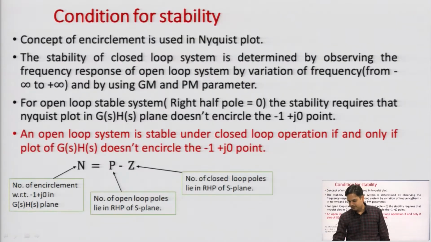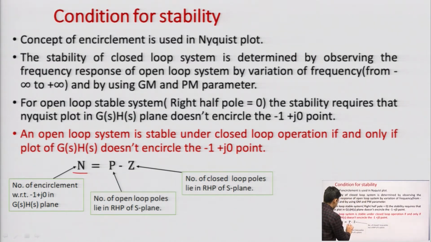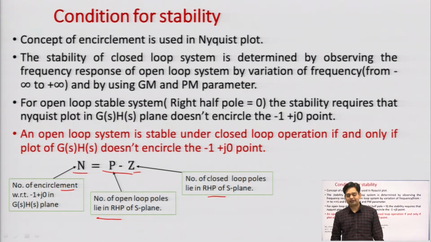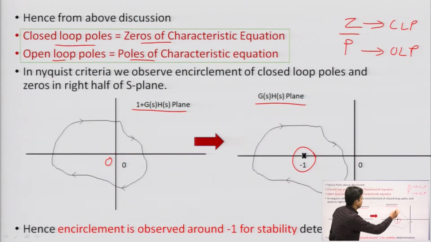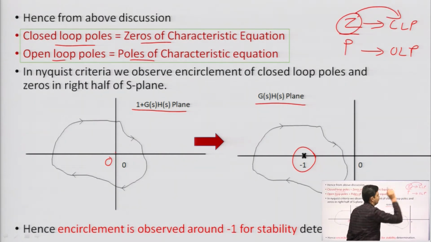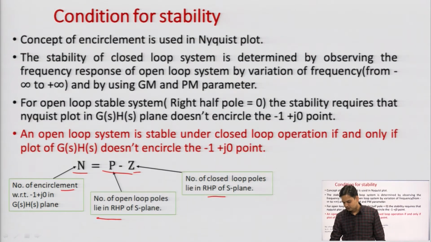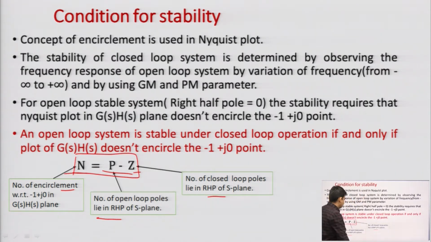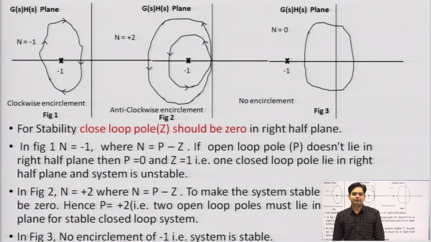We got this concept from the previous session, and to obtain the stability criteria we say N equals P minus Z, where N is the number of encirclements around -1, P is the number of open loop poles lying in the right half plane, and Z is the number of closed loop poles lying in the right half plane. So, you can see here Z is basically 0. This gives us the closed loop poles lying in the right half plane. This is the Nyquist stability criteria that we have to use in this session.